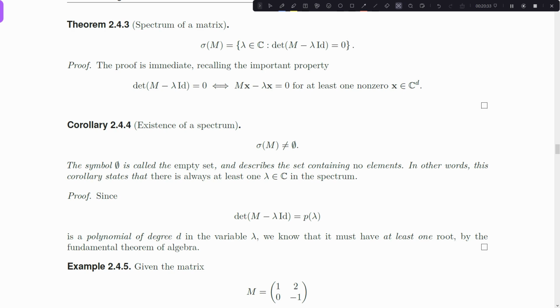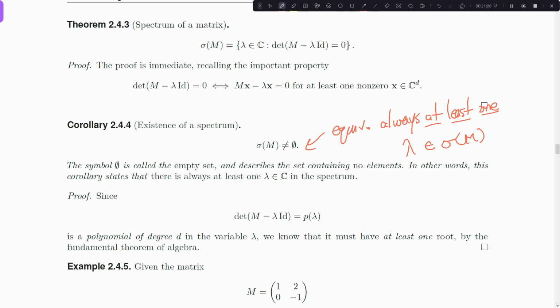I'll translate that here. So this is equivalently: there's always at least one lambda in the spectrum. There's always at least one lambda in the spectrum. That's so nice to know.